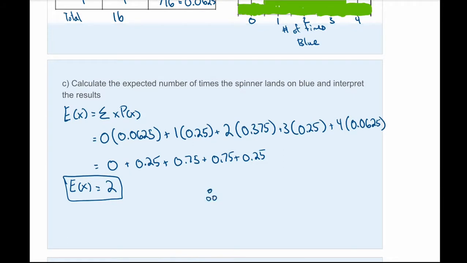Well, what it means is that, on average, the spinner lands on blue 2 times out of 4 spins. So again, it's limited to the scenario that we're looking at, but we found that on average it should land on blue 2 times out of 4 spins, or we're expecting it to land on blue 2 times if I spin it 4 times.